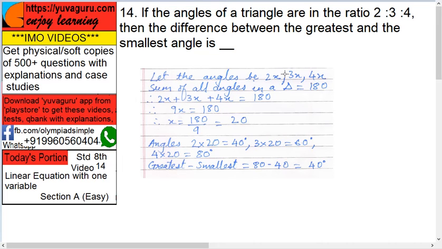So let the angles be 2x, 3x and 4x. So when you add this, 2x plus 3x plus 4x, it's 180. Add this, 9x equals 180. x equals 180 by 9, that is 20.